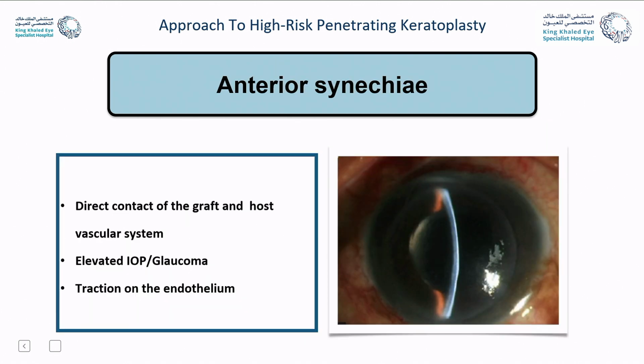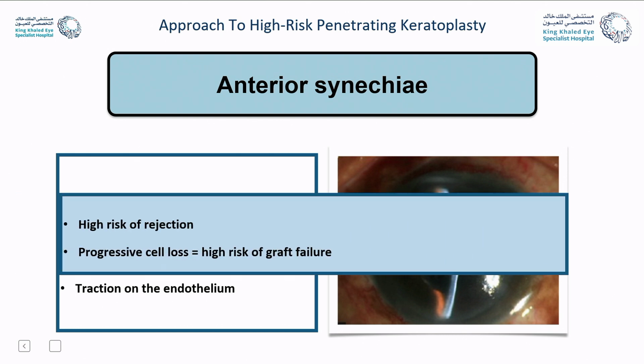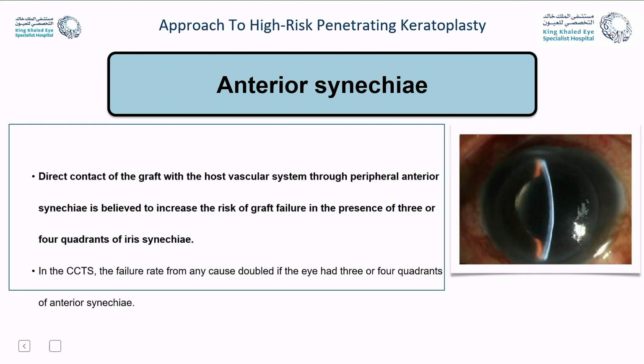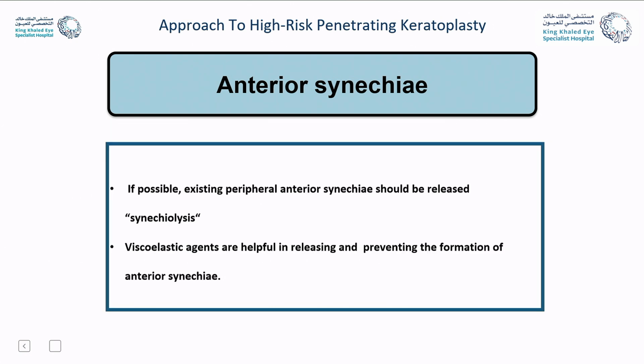Anterior synechia is another issue, where there is direct contact between the graft and the host vascular system. Those patients are prone to glaucoma and elevated IOP, and there is traction between the iris and the endothelium that may induce progressive cell loss and put the patient at risk of graft failure sooner compared to those with no anterior synechia. So the direct contact poses a significant risk. In this study also, just like vascularization, 3 or 4 quadrants doubled the risk of failure and rejection compared to those with no synechia. So if possible, treating these synechiae by releasing them, synechiolysis, and probably surgical PI and viscoelastic agent are helpful in releasing the synechiae. However, these synechiae tend to have memory and they may come back.